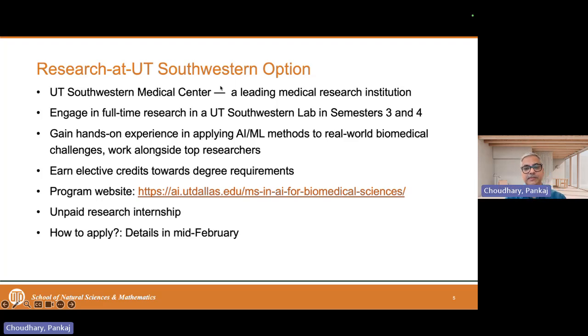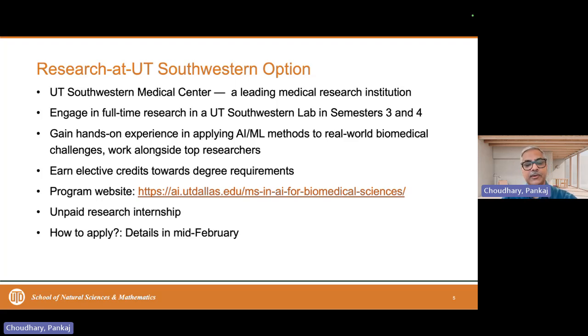So essentially, you will be working in the second year of this program. You will be working at UT Southwestern as full-time research interns. Now, this is not a paid research internship. You will not be paid, but you will earn credits towards your degree requirement. Now, how to apply? We are still working out the details, and we will announce those details and set up the application process in mid-February.